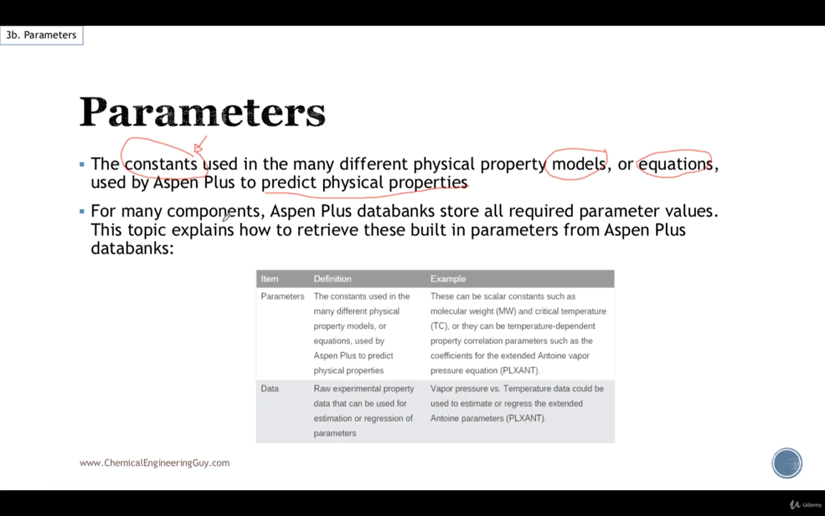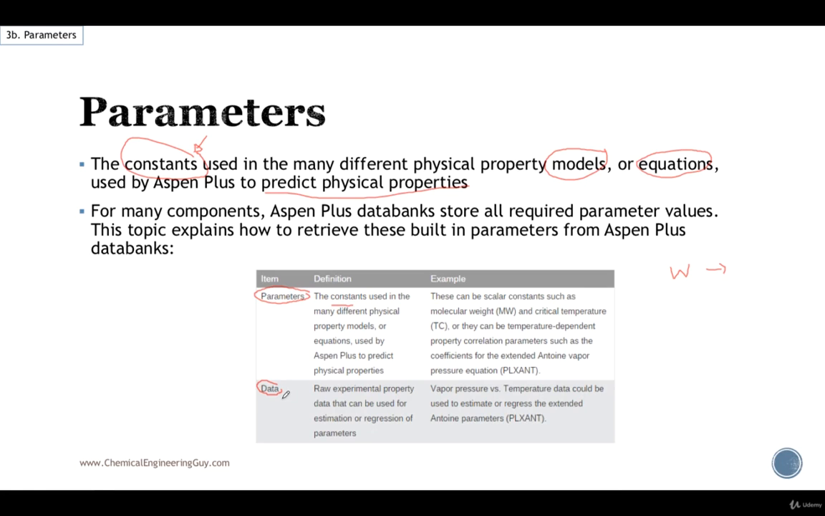The good thing is that for many components, Aspen Plus databanks will store all the required parameter values. So for water, we don't need to find the parameter for viscosity because Aspen Plus has it already. So that's good. Now I really love that Aspen Plus separates parameter and data. What's the difference? Parameters are constants used for equations, and equations will get numbers. Those numbers will be used for models and so on.